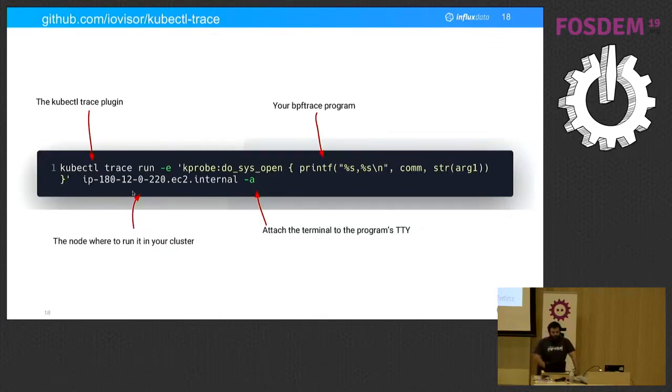The usage is kubectl trace run, then the bpftrace program, and then since we are in Kubernetes, your node or your pod. So you can attach a program to a pod specifically or to a node, and then you just attach a TTY with -a.